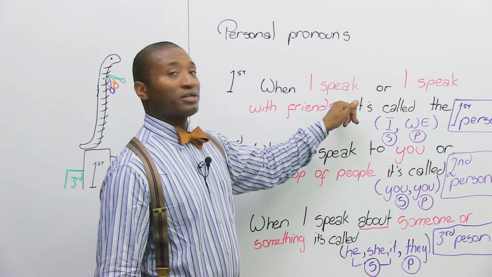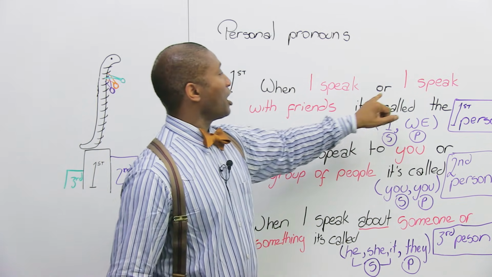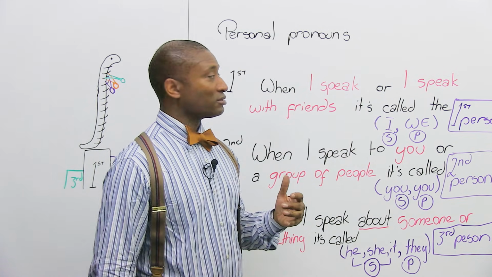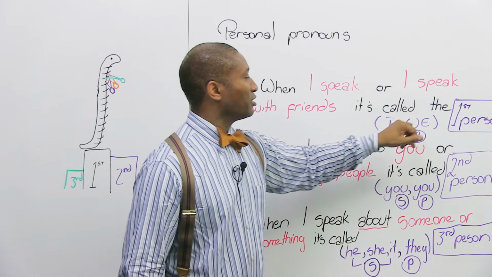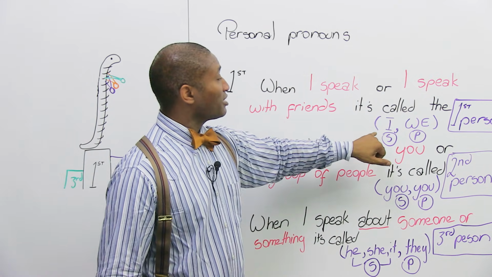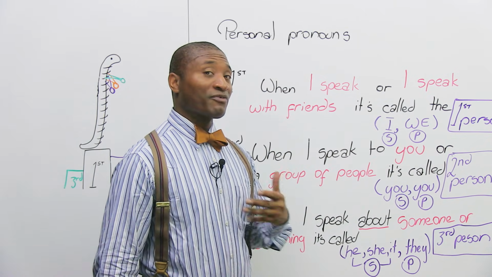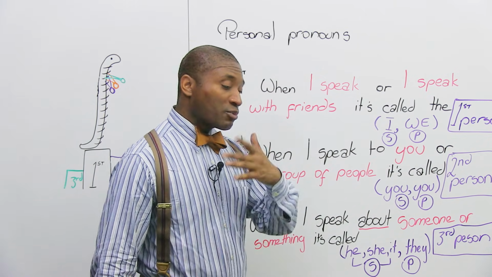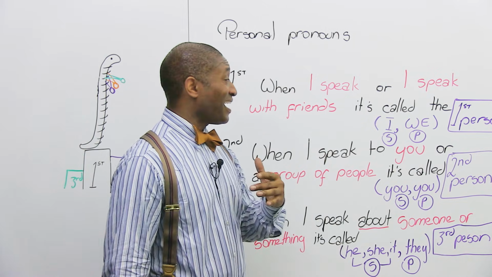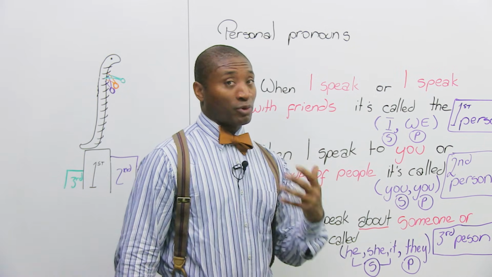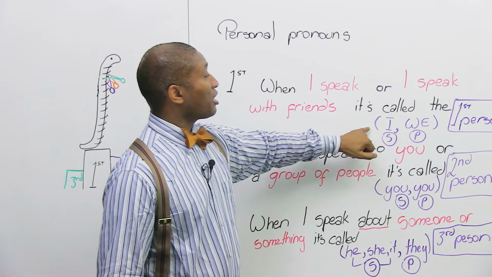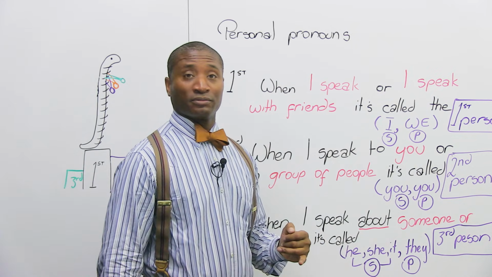Let's take a look at the first case. When I speak, or when E would speak, and I speak with friends, it's called the first person. And this is where we use, for the singular, I, and for the plural, we. Because I am involved in the speaking. I am speaking with a group of people, or I am personally speaking. So we use I and we to say first person. Okay?